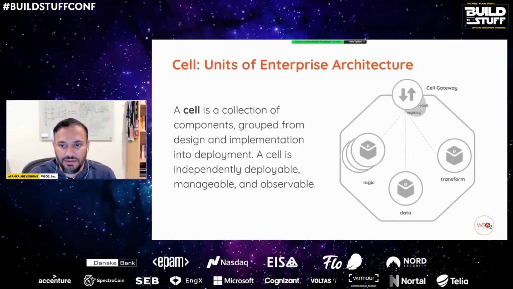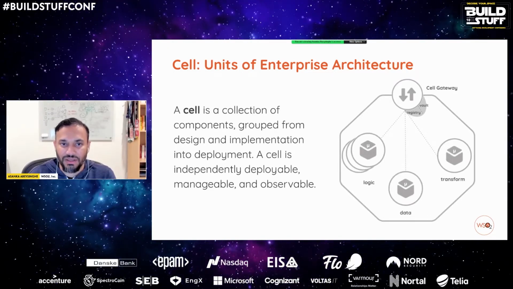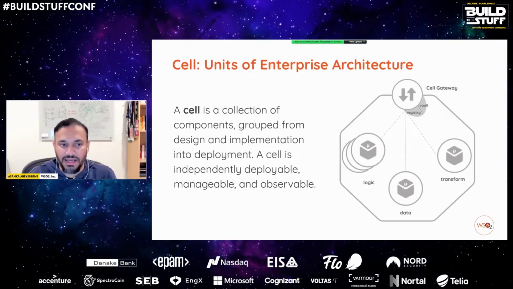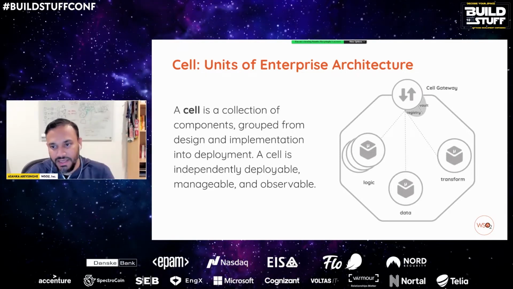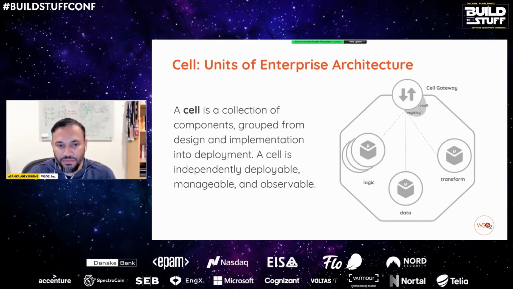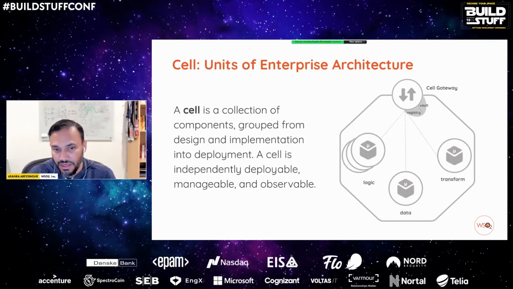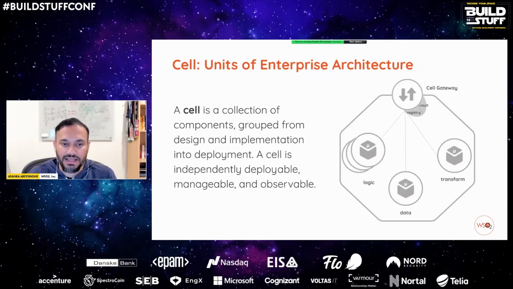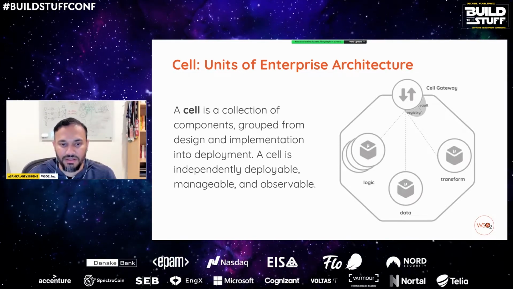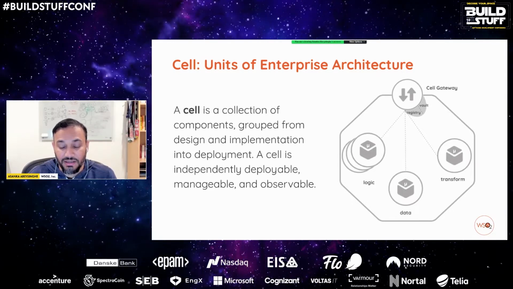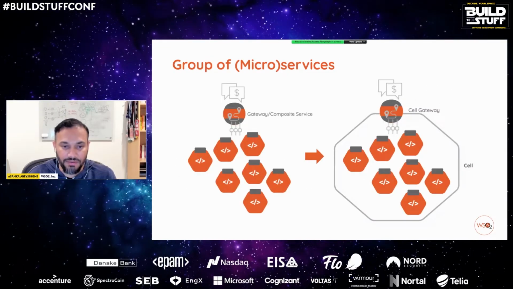So the collection of components creates a cell. We call the cell a unit of enterprise architecture, and it's a collection of components, as I said, and there's a cell gateway, and inside the cell you will find many components, and there's a clear boundary for a cell as well. And a cell is independently deployable, manageable, and observable as well. Those are the characteristics that this cell will contain.